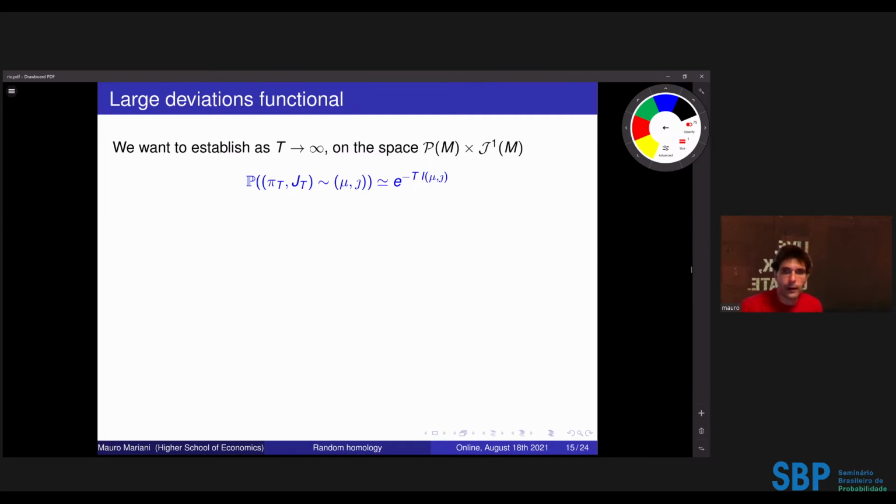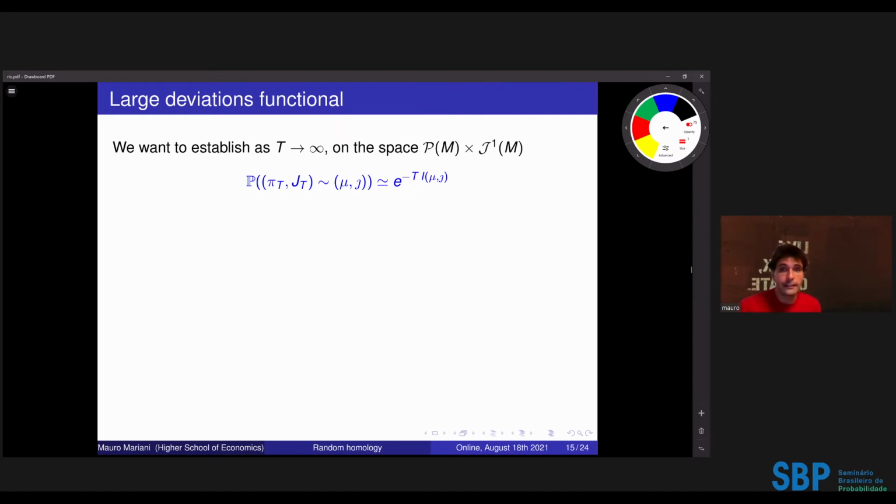For those who are asking about the limit when t goes to infinity, this functional doesn't feature any interesting behavior. This functional has only one zero and then is strictly positive.